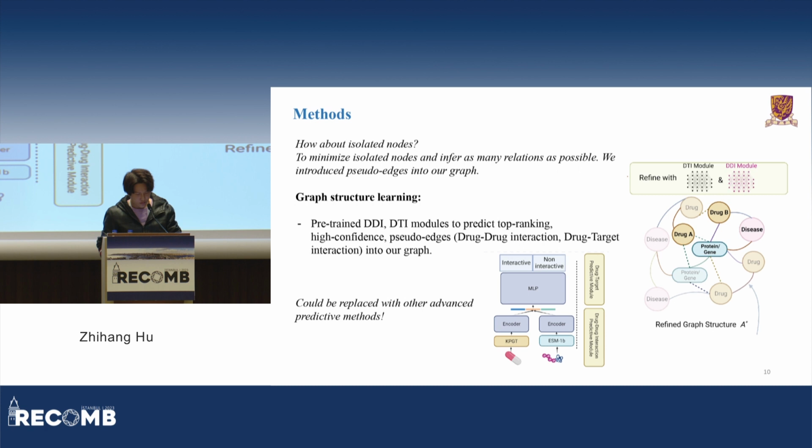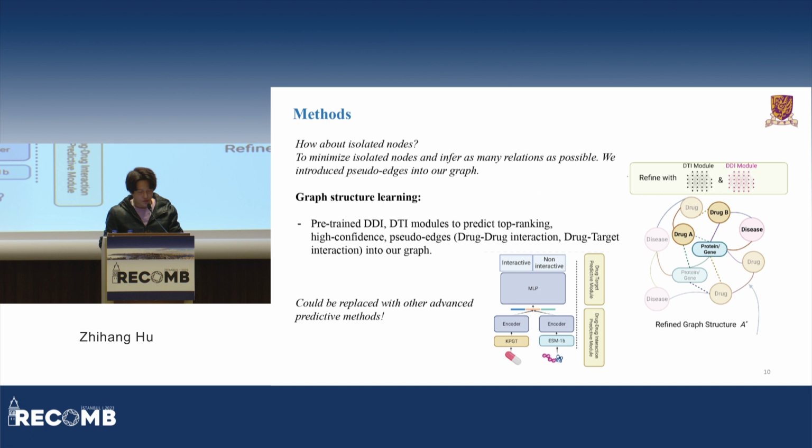Okay. Next, after we constructed our heterogeneous graph with no embeddings, there are still many isolated nodes. So to minimize all these isolated nodes and infer as many relations as possible, we introduced pseudo edges into our graph. Utilizing the modality datasets, we can pretrain a DDI, which is drug-drug interaction, or a drug-target interaction module, to predict the top-ranking, high-confidence pseudo edges in our heterogeneous graph.